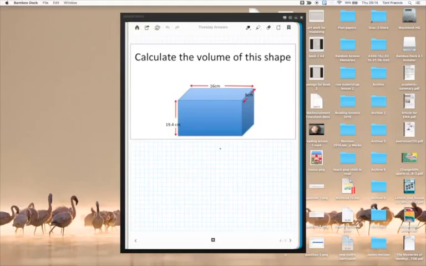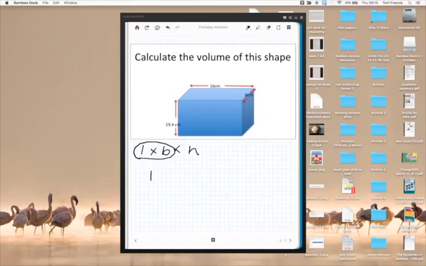Calculate the volume of this shape. Well, volume is length times breadth times height, or the area of the end, length times width, times its height. So we could either find this area and then times it by this, or find this area and times it by that. It doesn't matter, as long as we times all the three measurements together.